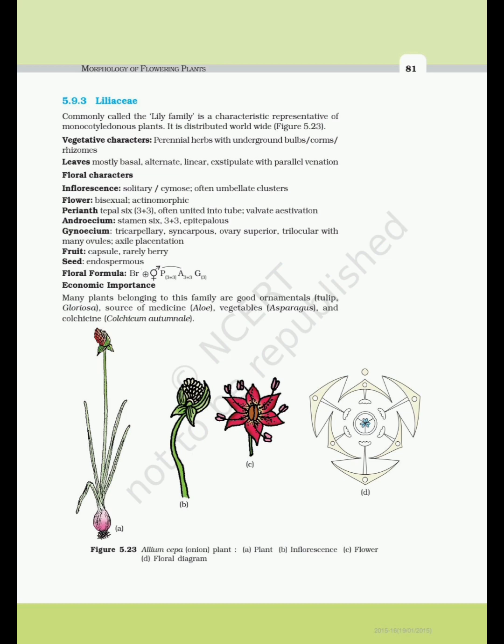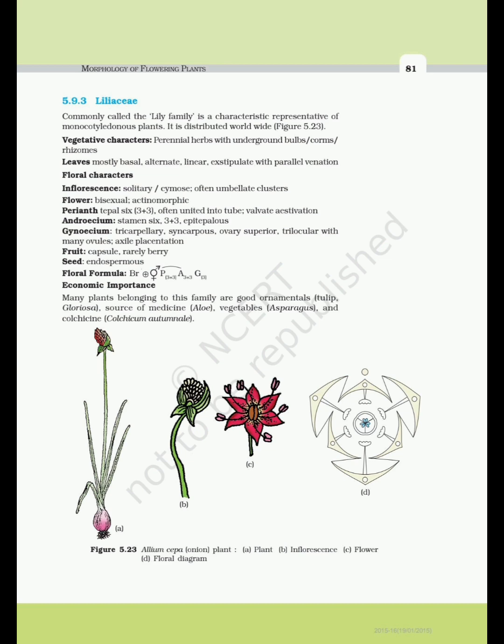Androecium: stamens 6, (3+3), epitepalous. Gynoecium: tricarpellary, syncarpous, ovary superior, trilocular with many ovules, axile placentation. Fruit a capsule, rarely berry. Seed endospermous. Floral formula: Br, ⊕, P(3+3), A 3+3, G(3). Economic importance: many plants belonging to this family are good ornamentals: tulip, Gloriosa; source of medicine: Aloe; vegetables: asparagus; and colchicine from Colchicum autumnale.